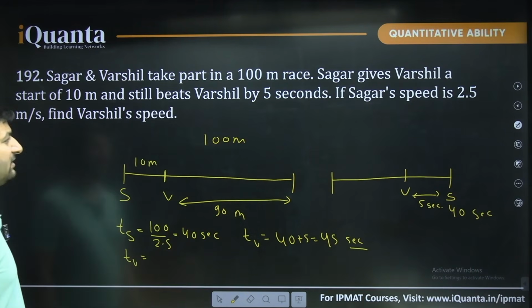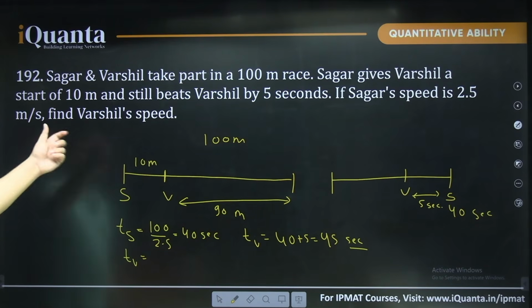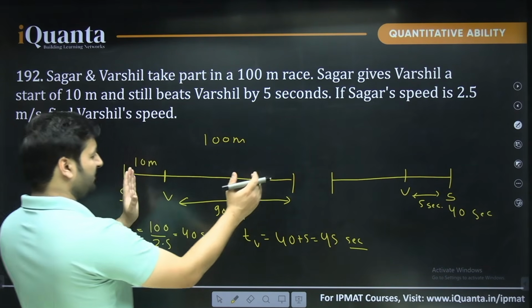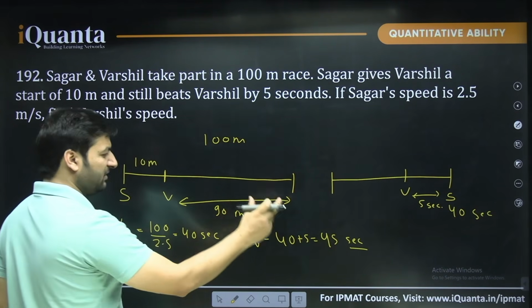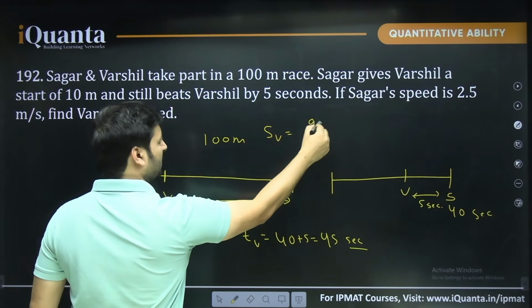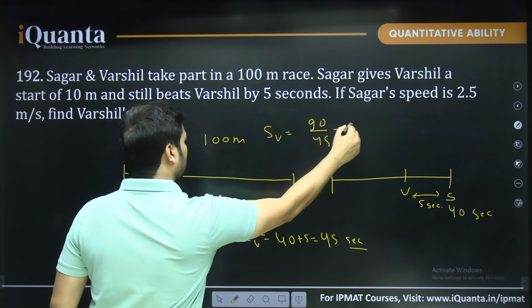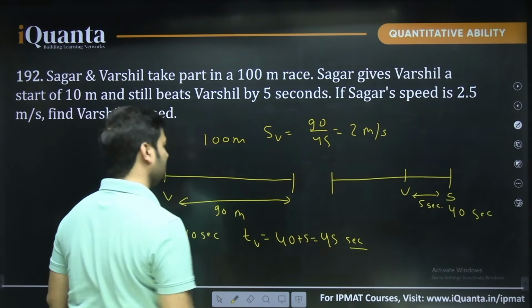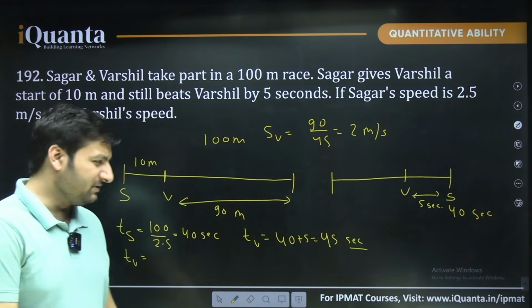And it is asking us Varshil's speed. So Varshil is basically covering this entire 90 meters, finishing the race in 45 seconds. So can we find out the speed of Varshil? It will be total distance 90 divided by total time taken, that is 2 meters per second. That will be the answer to this question. I hope this is clear. This is an easy question.